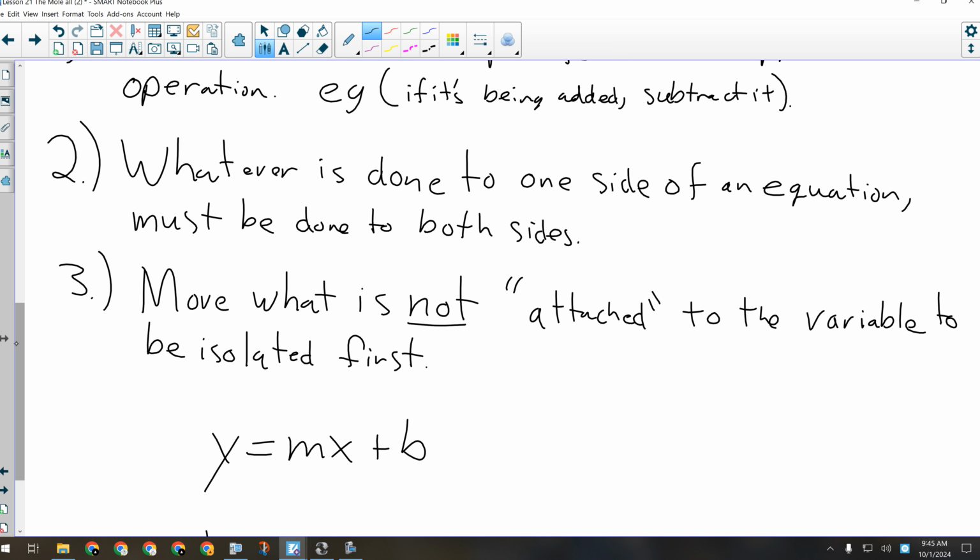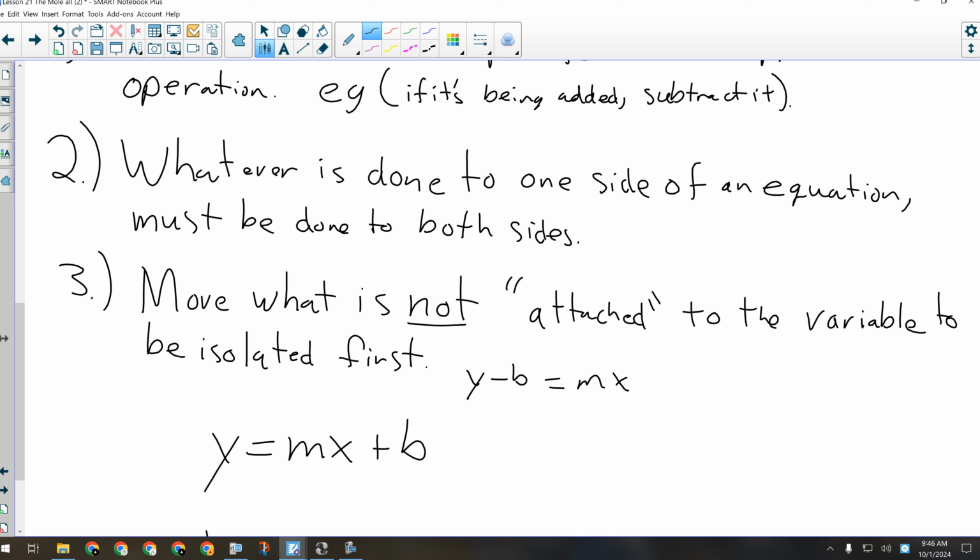Let's say I wanted to solve for m. What should I move first? B. B is not attached to m. X is attached to m, but b is not. So I would subtract b. I'm just going to rewrite the equation over here: y equals m times x plus b. I would subtract b. Well, b minus b is 0, so that takes care of that. It's gone from that side. But what I do to one side, I have to do to the other. So now I've subtracted b from both sides. It made it disappear on that side, and it ended up being y minus b on the other.